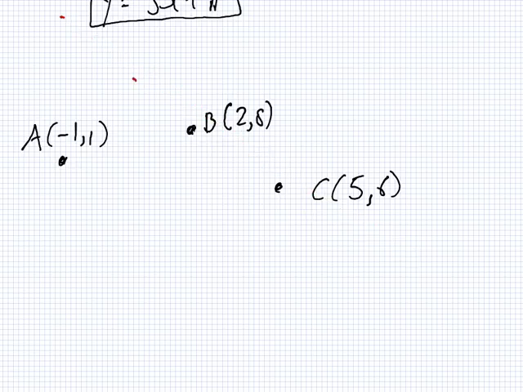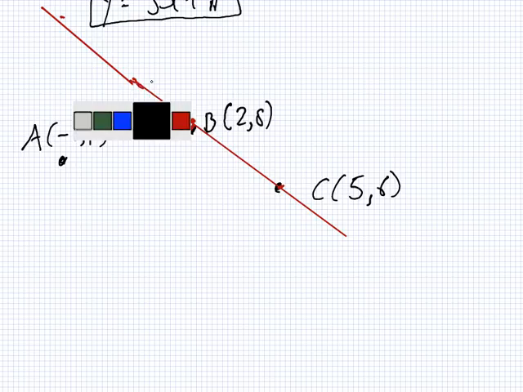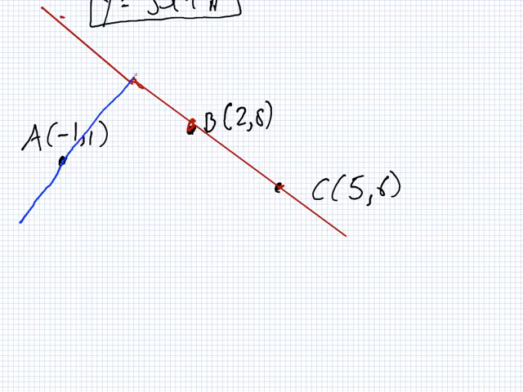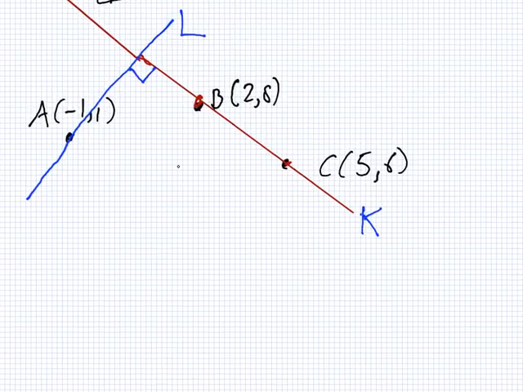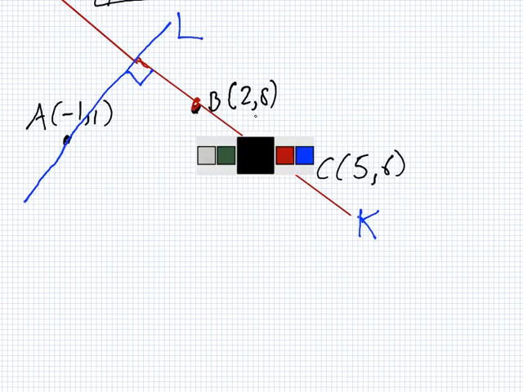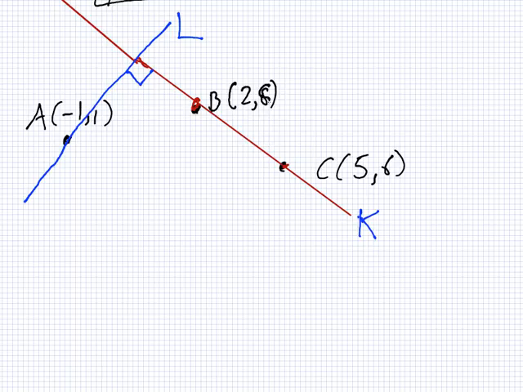Let's try it again. B to C. And what I want now is the line which is perpendicular to BC and passes through this red line here. This line we call, what did I call it last time? K, was it? Yeah. So this is K, and I want L, and I tell you it's perpendicular. B is 2, 8. Yeah, that's an 8 there.